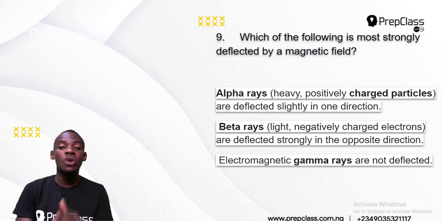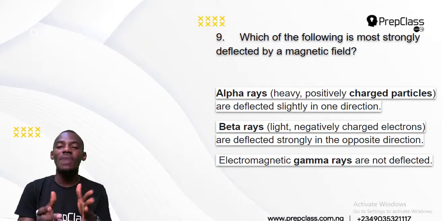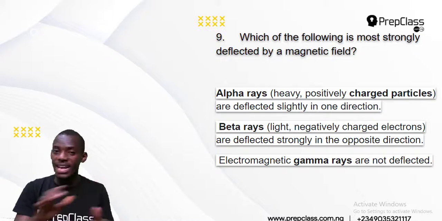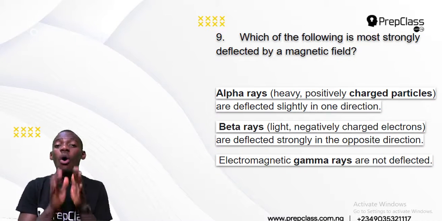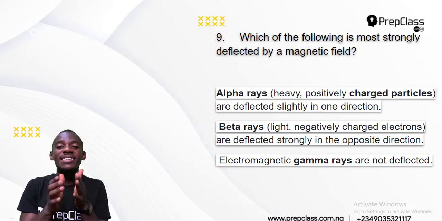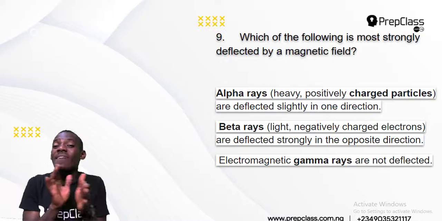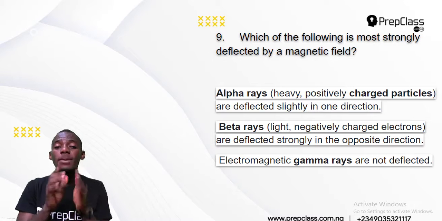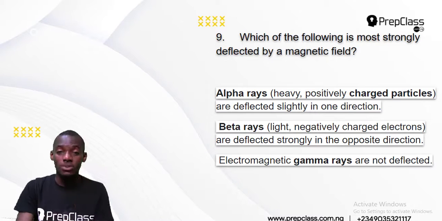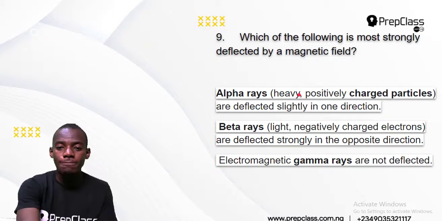Why is gamma not deflected? Gamma can't be deflected. Actually, gamma can't be affected by magnetic or electric fields. Gamma is on its own, so it can't even be sensed by magnetic or electric fields. It is unaffected by them. Alpha can be deflected a little, but the one that will be strongly deflected because it is extremely light is the beta particle. That is because beta is made up of light particles called electrons. And that's the answer for number 9.